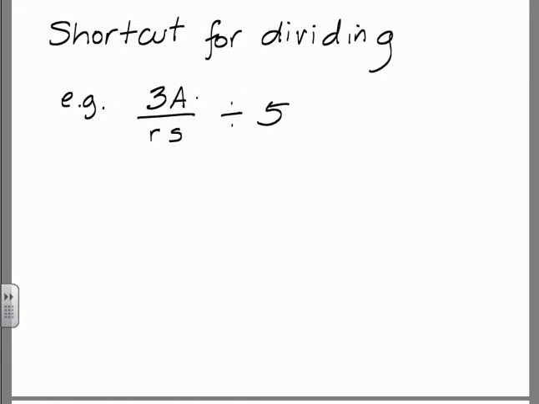So suppose we have something really ugly that looks like this, 3a over rs divided by 5. Well, let's figure out what that would look like, because if we just tried to say, oh, divided by 5, it's getting very complicated. So we want to avoid that. So what can we do?